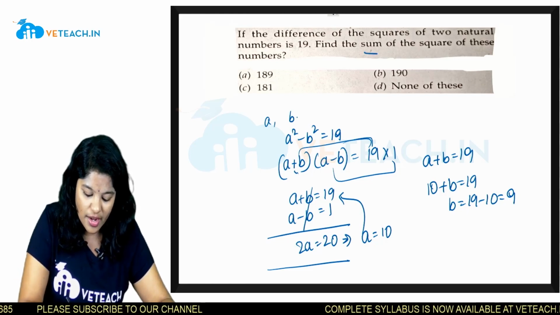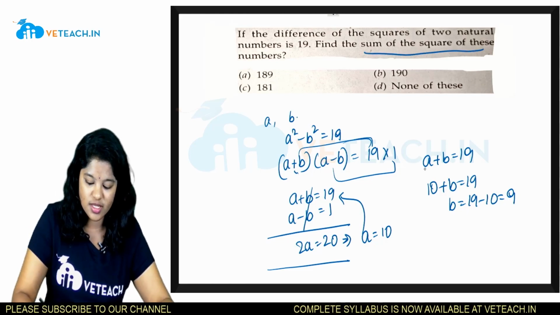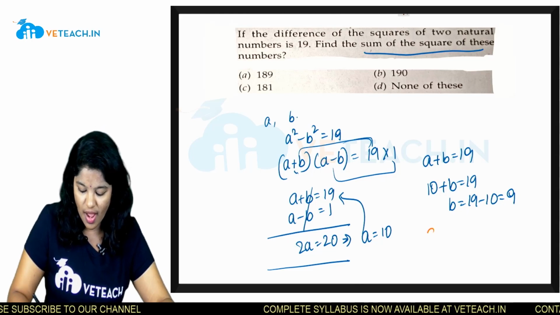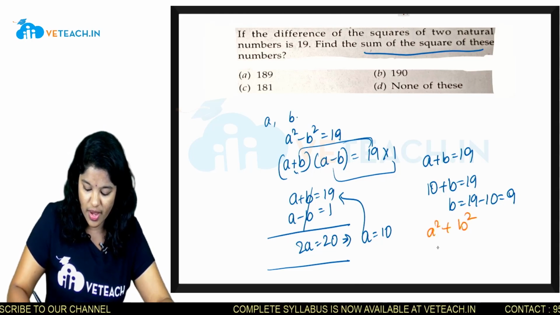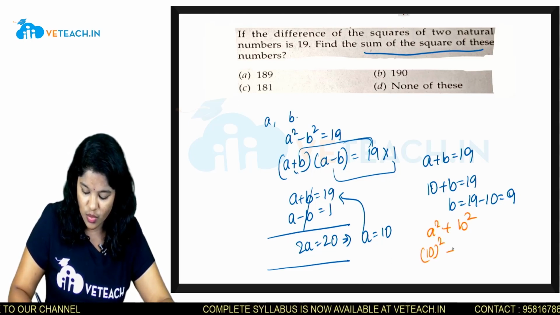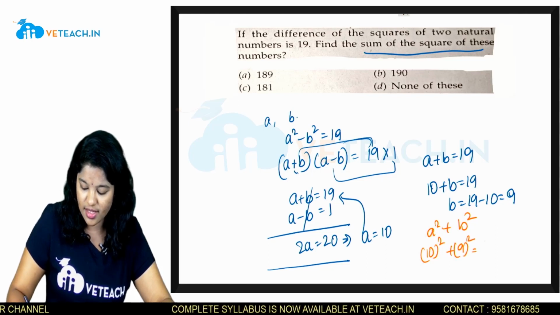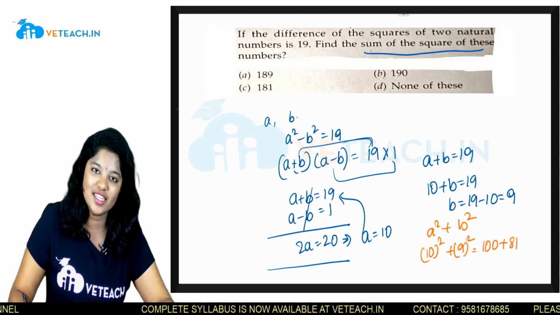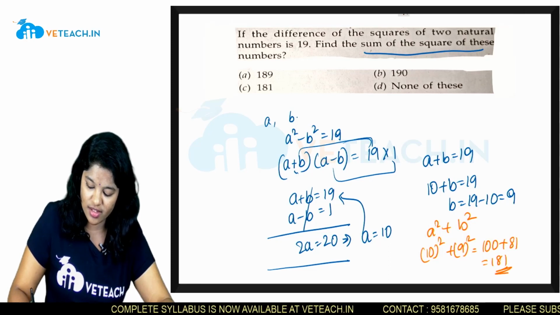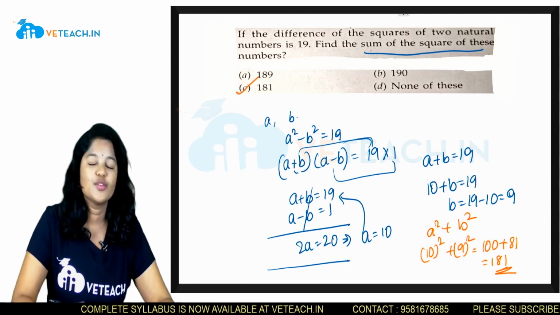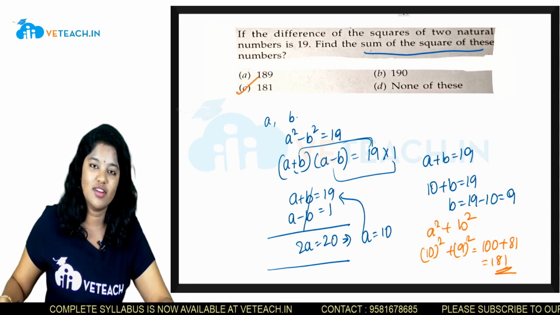They asked us to find out the sum of squares of these numbers. So we have to find A square plus B square. So that is equal to 10 square plus 9 square, nothing but 100 plus 81, that is 181. So option C, 181 is our answer.